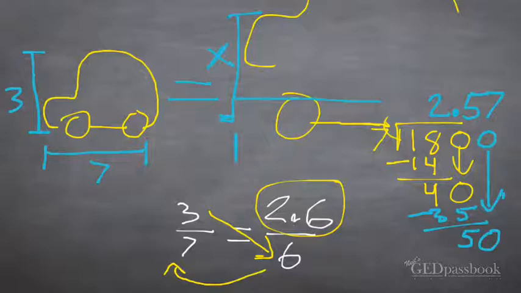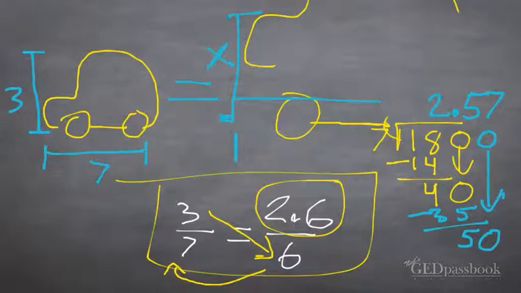Don't ever worry about the units. They'll tell you the units of feet or inches or whatever. What we're looking for is the raw number. Is this proportional to each other? 3/7 equals 2.6/6. Does it look correct? Yes, it does. Because it is.